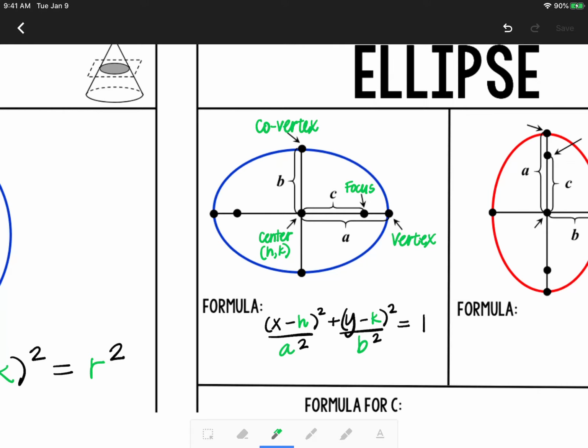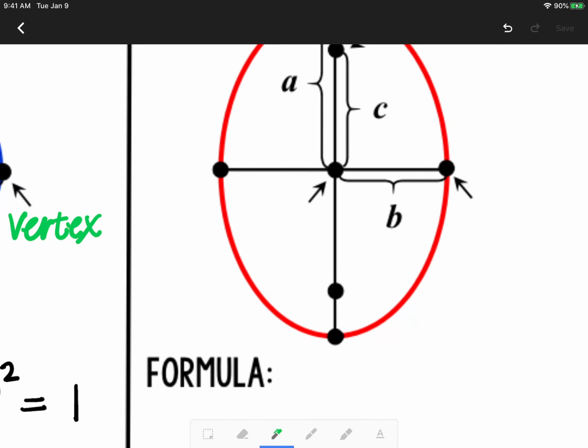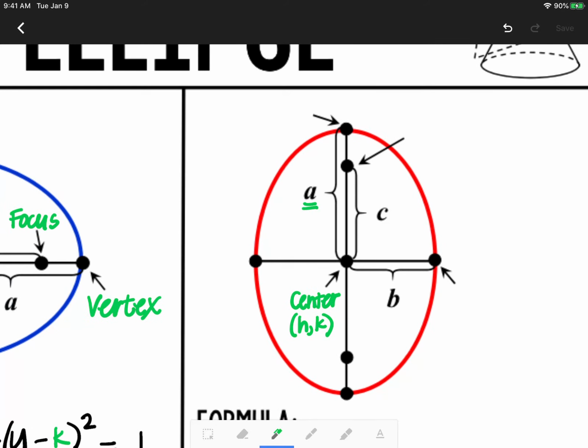Now let's transfer that over to vertical. Maybe pause the video right now, see if you can fill this in without my help, and then turn it back on and see if you got it all right. The center is the same, h comma k. The longer of the two sides connects us to our vertex. The shorter of the two sides connects us to our co-vertex.